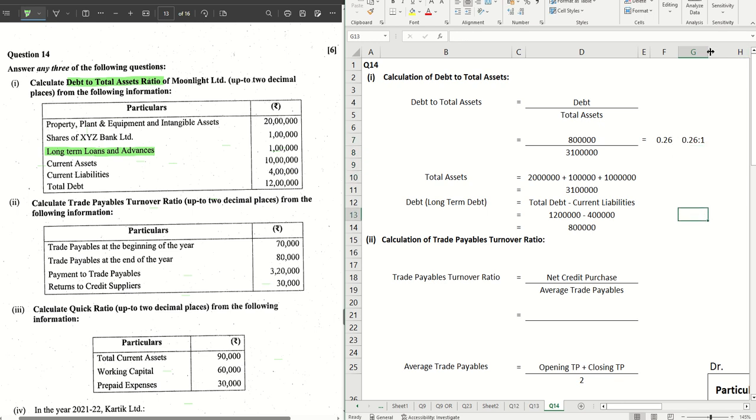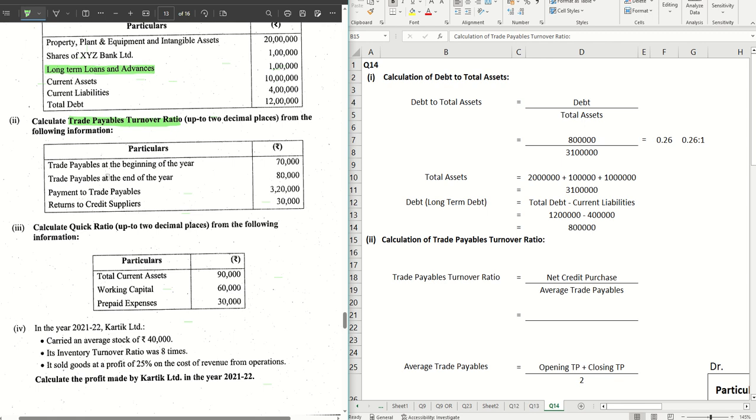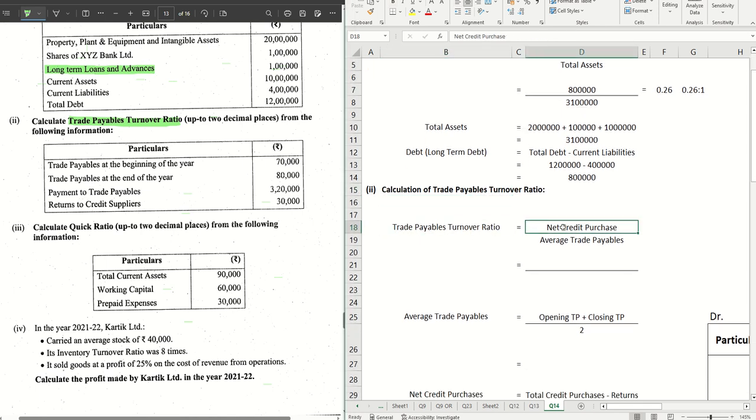All right, let's move on to Roman 2, where we have the calculation of the trade payables turnover ratio, and another interesting sum given here. Now see here, we have the opening and the closing trade payables given to us, but we also have the payment made to trade payables. This is interesting. We have returns to suppliers as well, 30,000. The formula we know is net credit purchases by average trade payables, where we can calculate the average trade payables from the opening and the closing trade payables. However, the net credit purchases are not given to us.